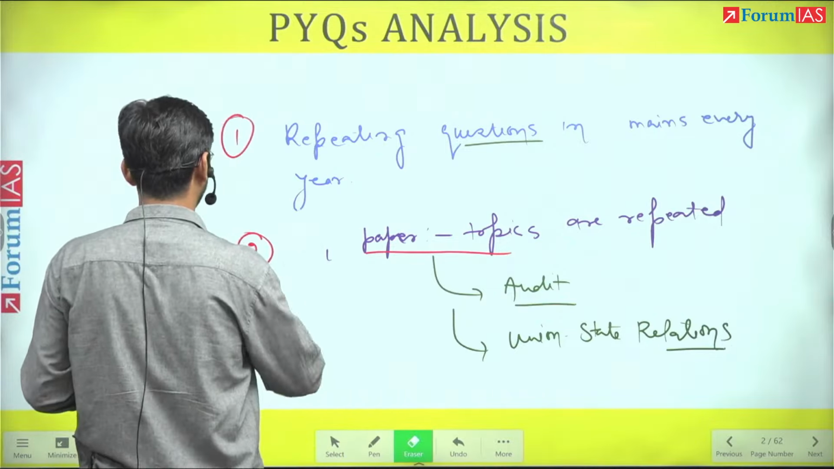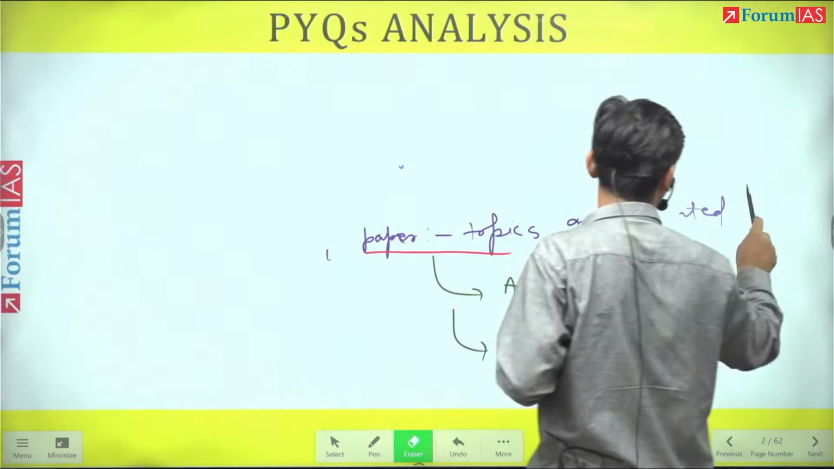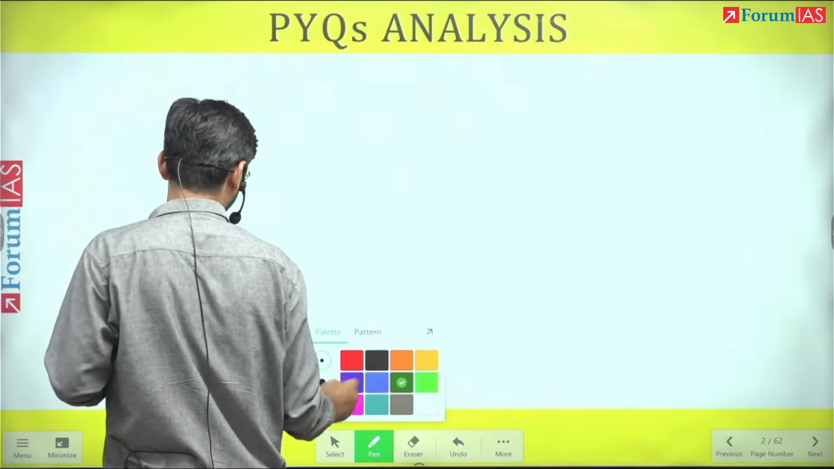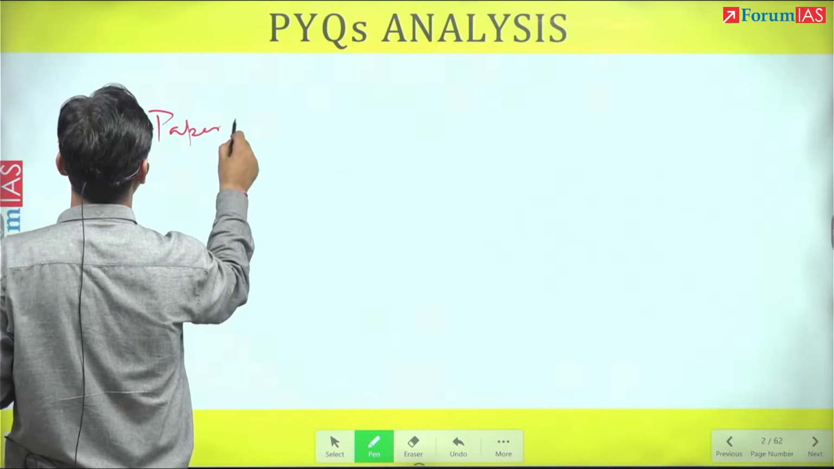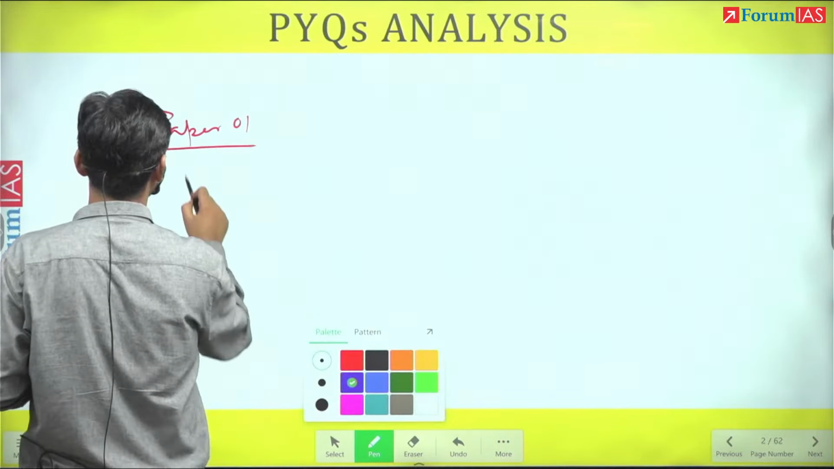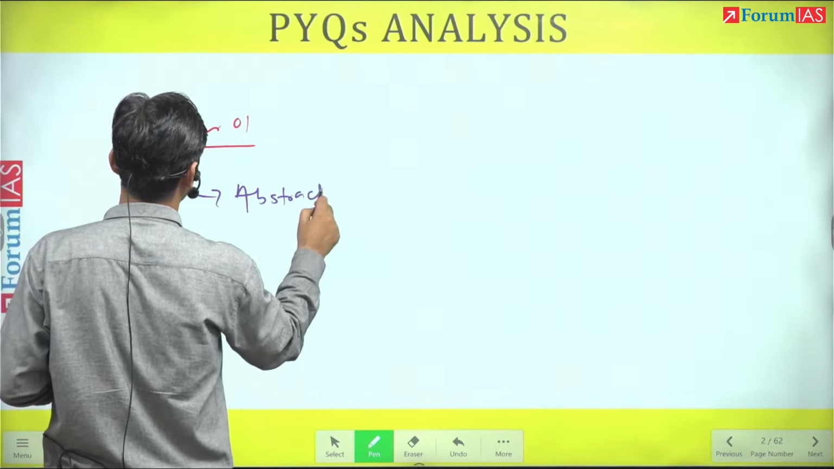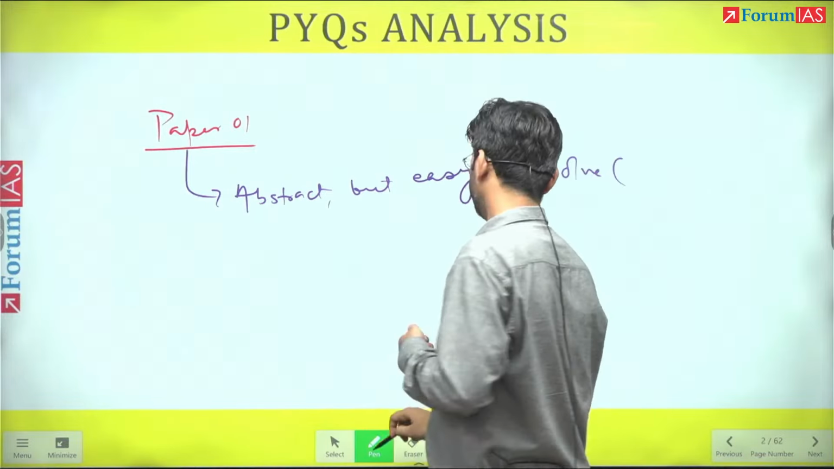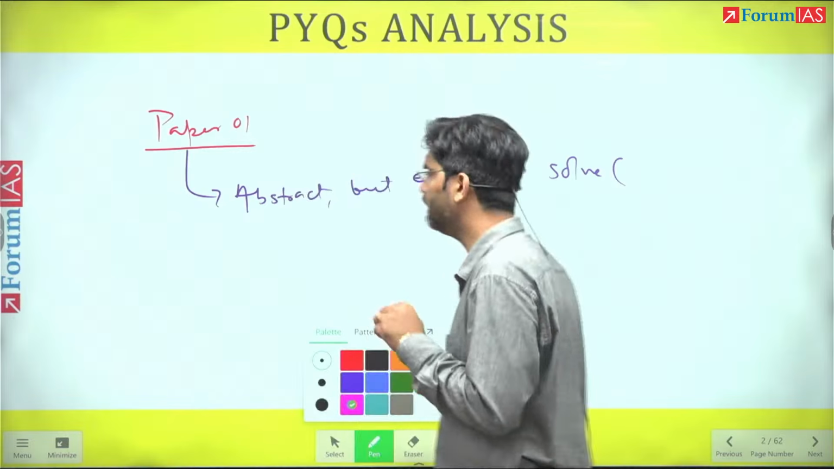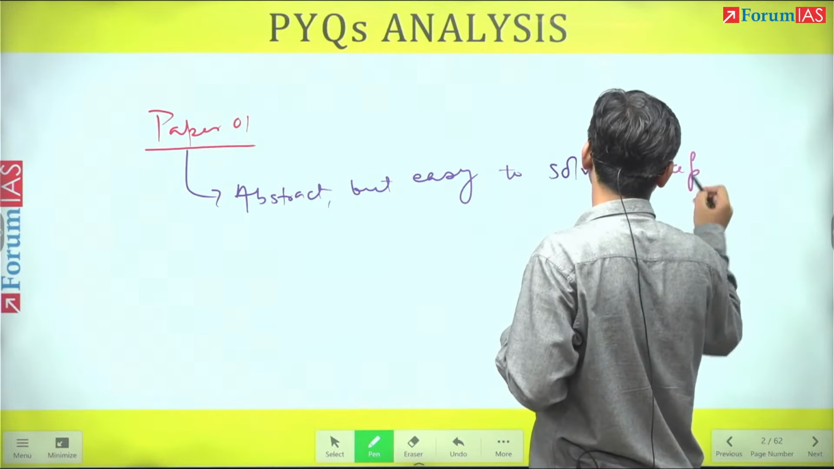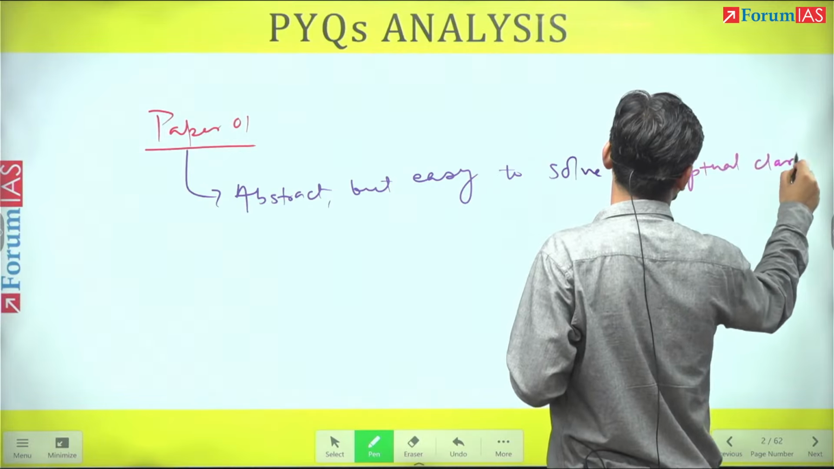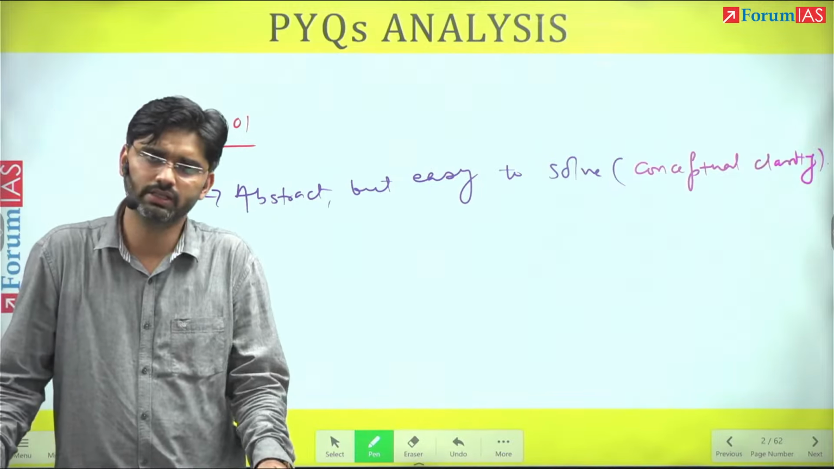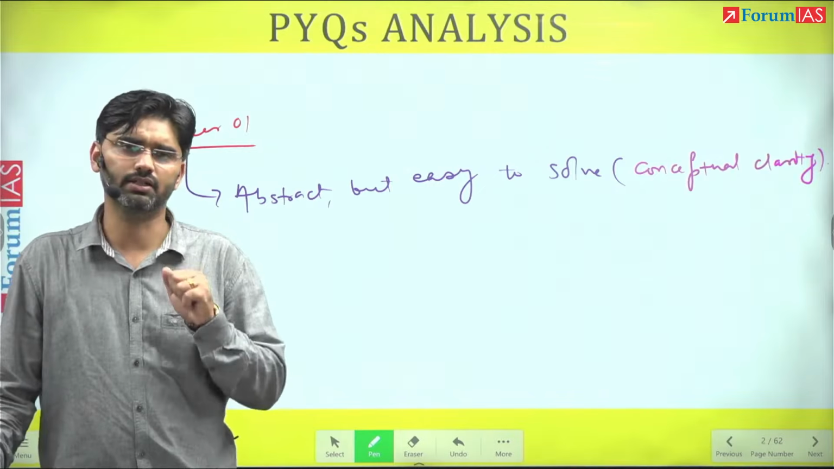Now people are very curious to know the level of question paper this year which UPSC has asked. So when it comes to paper 1, as always, it is abstract in nature but easy to solve, subject to only one thing, that if you have conceptual clarity, because paper 1 of any social science discipline demands conceptual clarity.